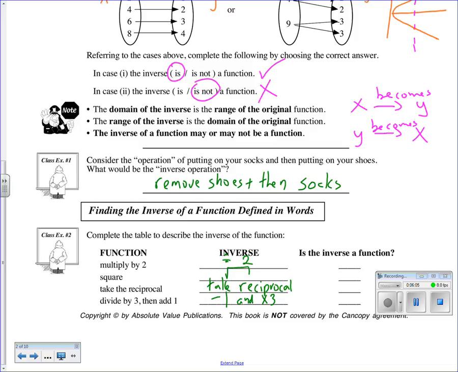Some of these are unique, multiplying by 2 and dividing by 2. Those are unique. The inverse will be a function. Square roots are not a function. We've seen that because you can get both positive and negative. Taking the reciprocal is a function, and it would be a function to subtract 1 and times by 3. Let's turn the page over.